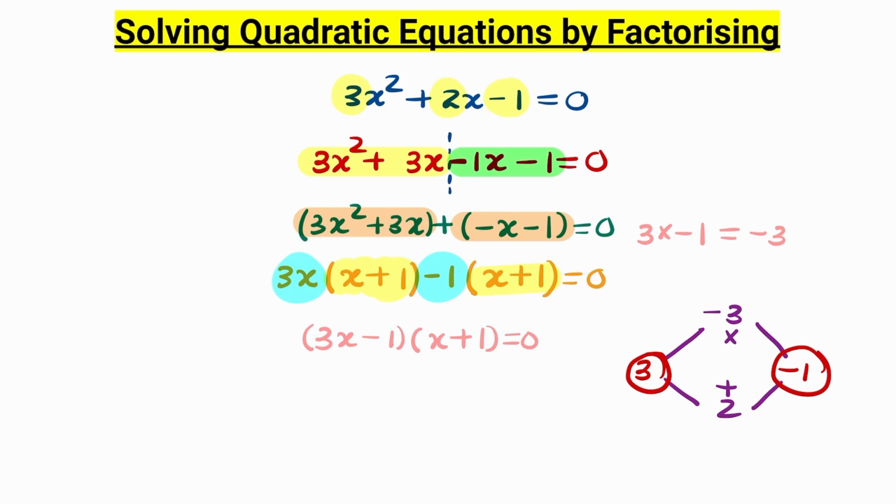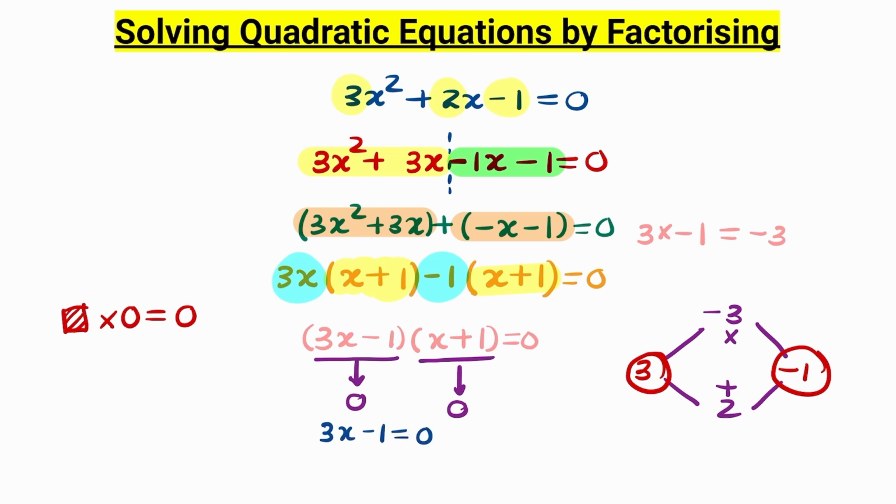Now we have to solve the equation. In order to solve the equation, we should equate each of these brackets to 0: 3x minus 1 equals 0 and x plus 1 equals 0 as well. Why are we doing it? Because if a term is multiplied by 0, what is the product? It's 0. So if one of these brackets is equated to 0, the overall product is equal to 0.